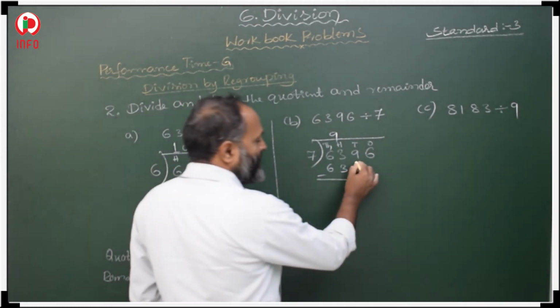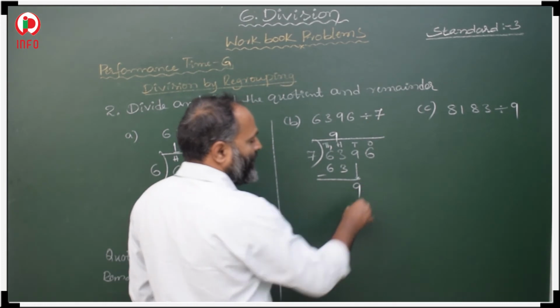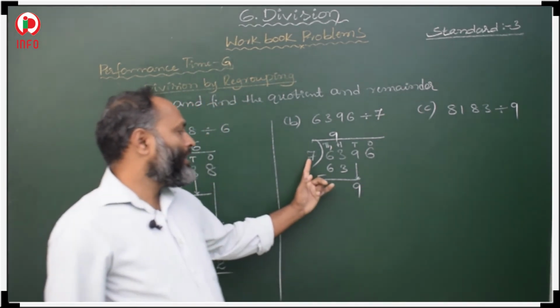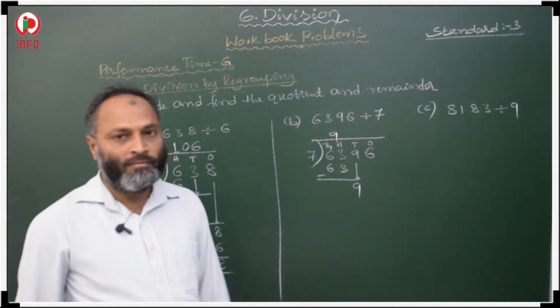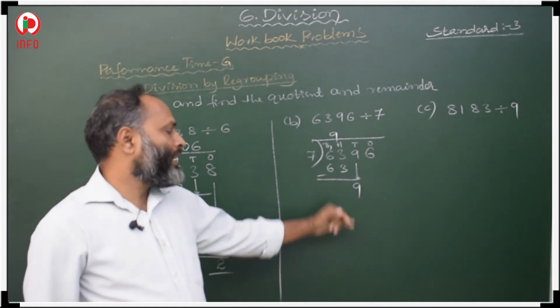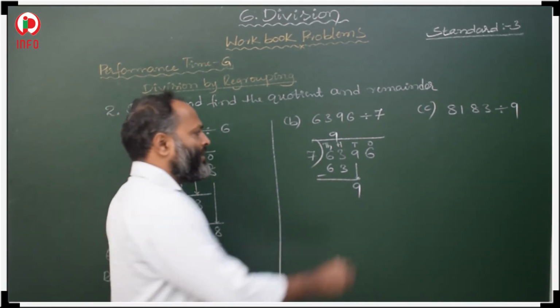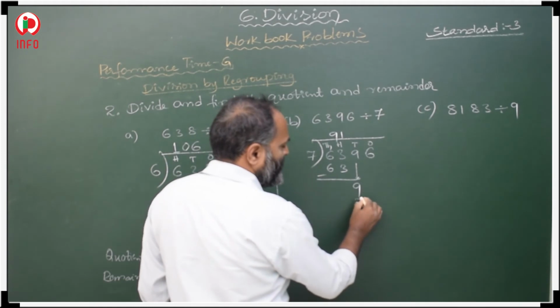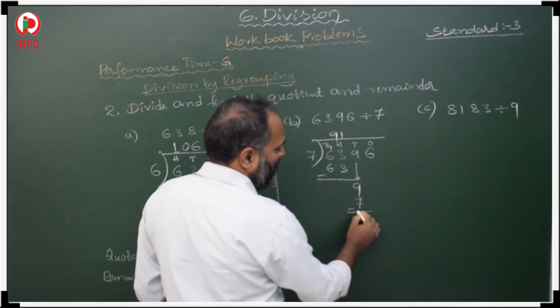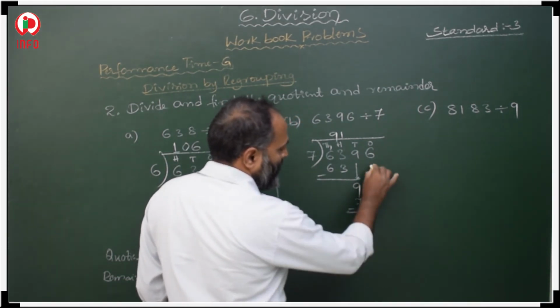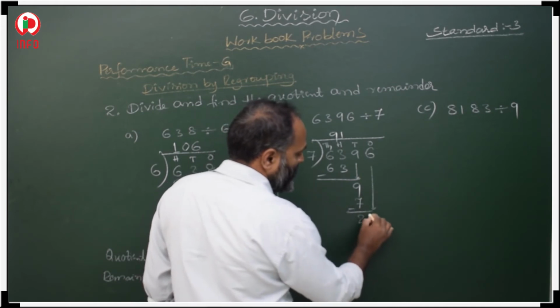Then we go for the next tens place, copy your tens place. Now you divide this 9 by 7. When you get 9, 7 ones are 7. Then 9 minus 7 is 2. Next you copy the next one, 6.